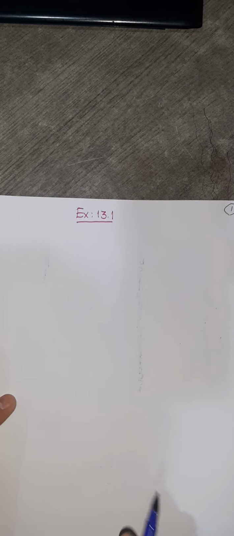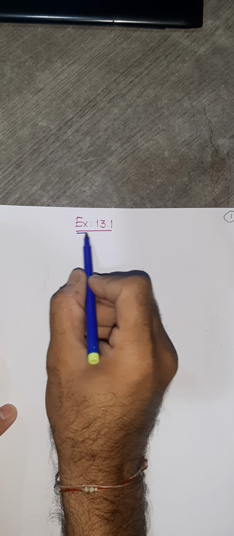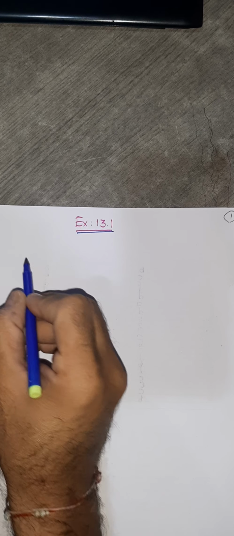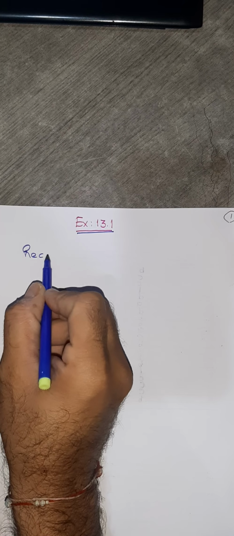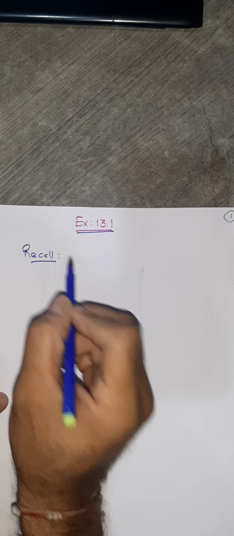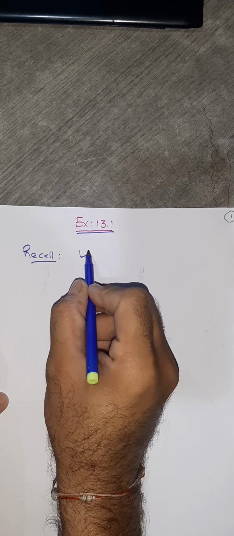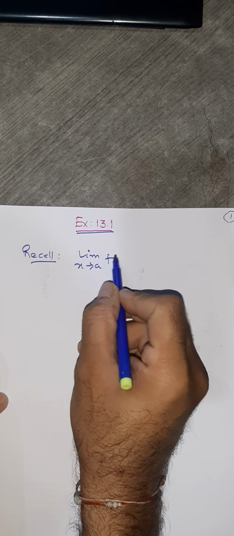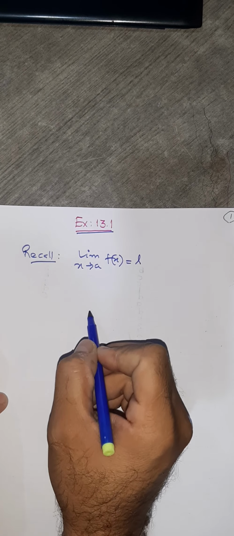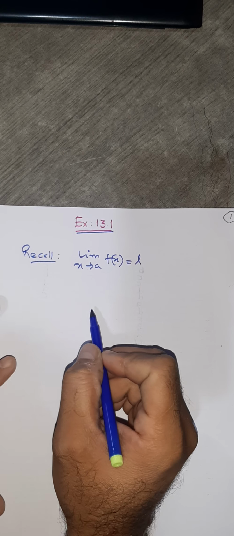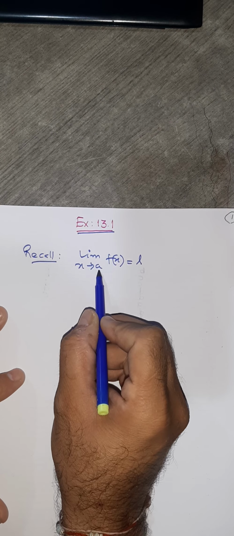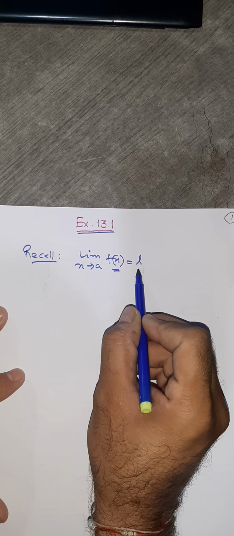So let's go for now to exercise 13.1. But before I start this exercise, let's recall what we did in earlier sessions. The first one was the definition of limit: limit x tends to a, f(x) equals L. You know the meaning of this very well. This means whenever x is very nearby a, then the function is very nearby L.